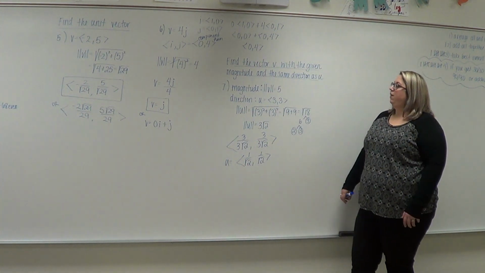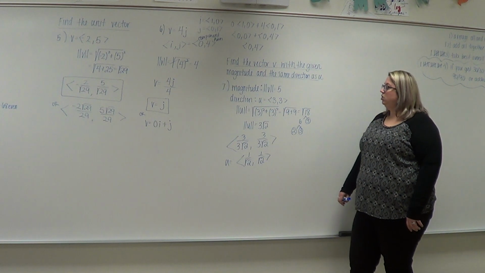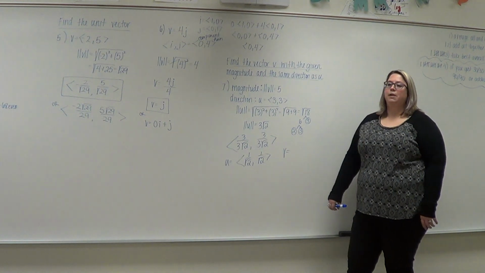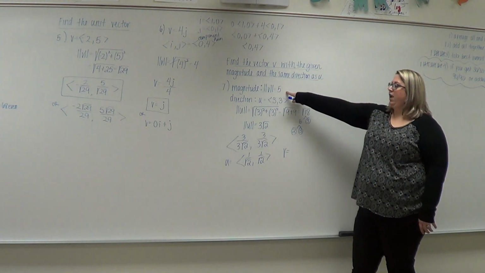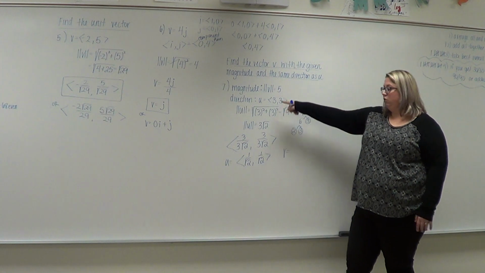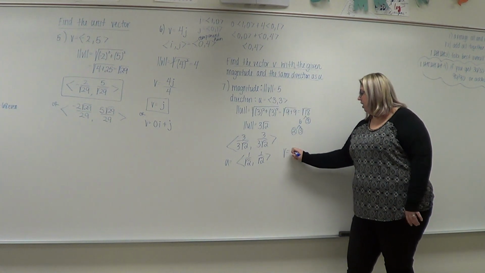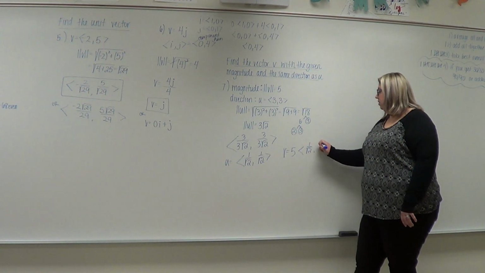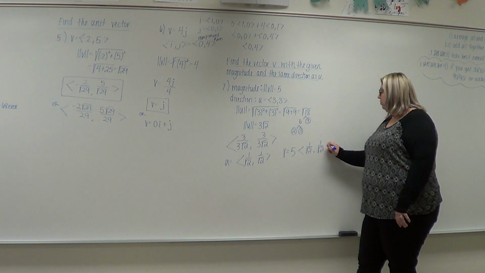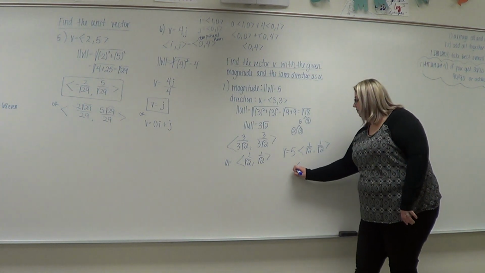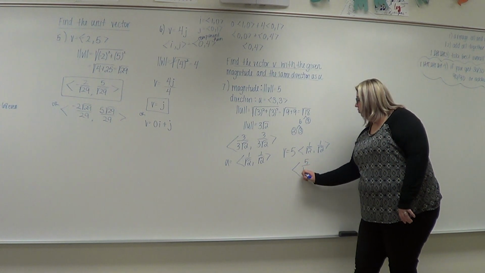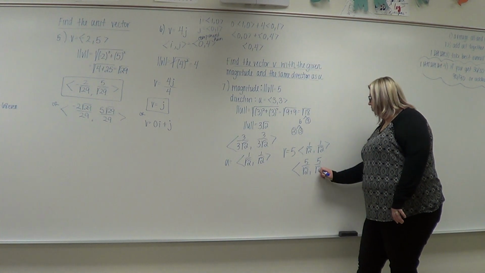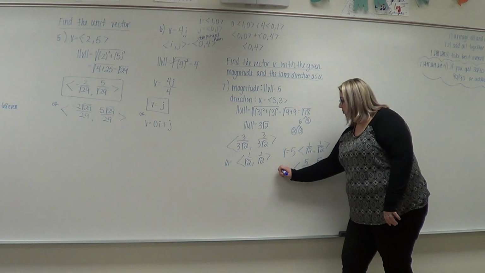The directions say to find a vector v with a given magnitude that goes in the same direction. So what's my magnitude for v? 5. Okay, so it tells me my magnitude is going to be 5. So this is my unit vector, and I want to find how big v is. That means I take my unit vector and multiply by the magnitude of v. So my vector would be 5 over square root of 2, 5 over square root of 2. And this is what your vector would be for v.